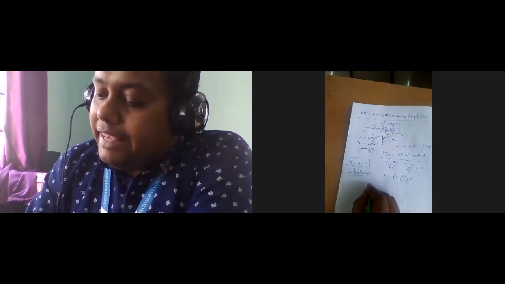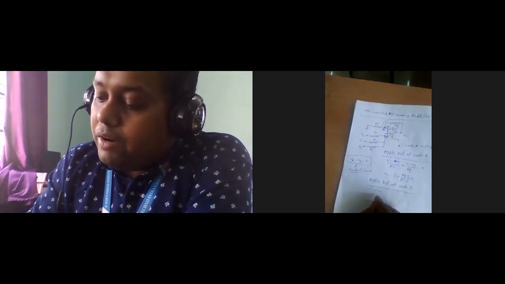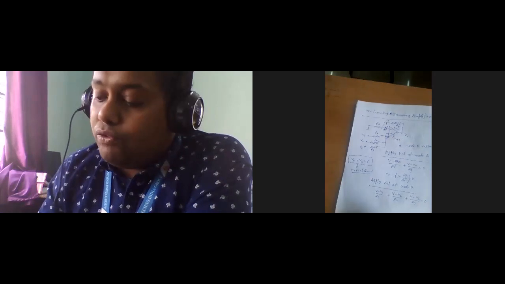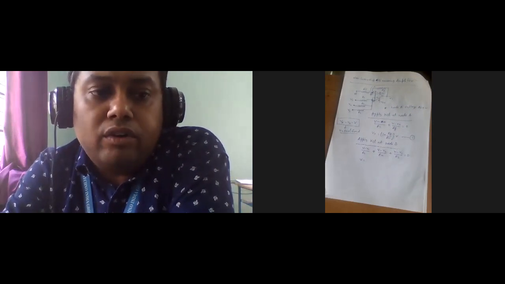So for that case, again apply KCL at node B. The potential is V. So (V minus V1) by R1 plus (V minus V2) by R2 plus (V minus V3) by R3 equals 0. From here, you evaluate the value of V. That V is then substituted in equation 1, and then we get the final required output. So find out the value of V.